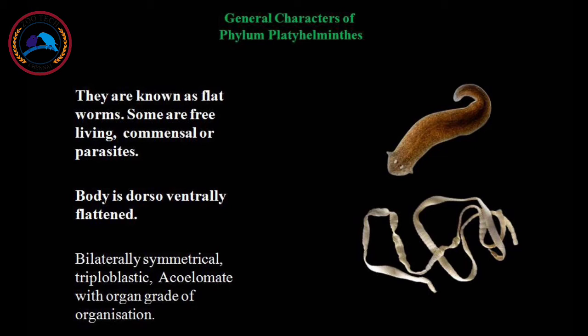Bilaterally symmetrical. What does bilaterally symmetrical mean? It involves the division of the animal through a sagittal plane, through a longitudinal axis, resulting in two mirror images. That is, the right and the left halves will be similar. That is bilaterally symmetrical animals. It is seen in the case of flatworms. Acoelomate. What is acoelomate? Acoelomate means they do not have a true body cavity. So they are placed under the acoelomate category.